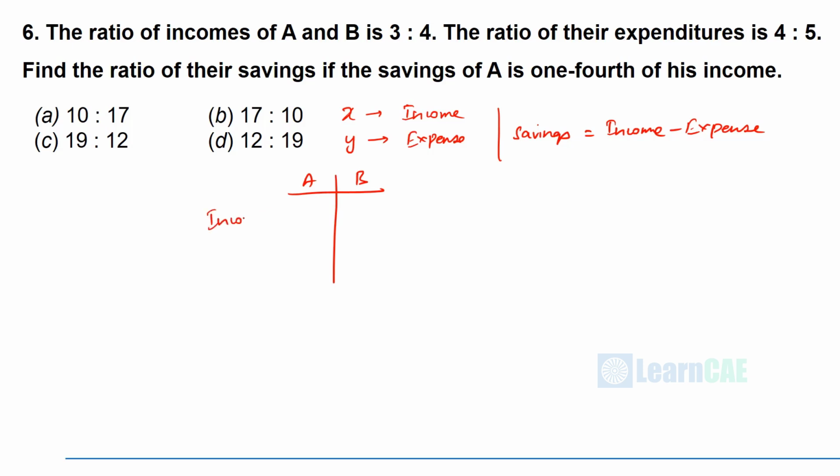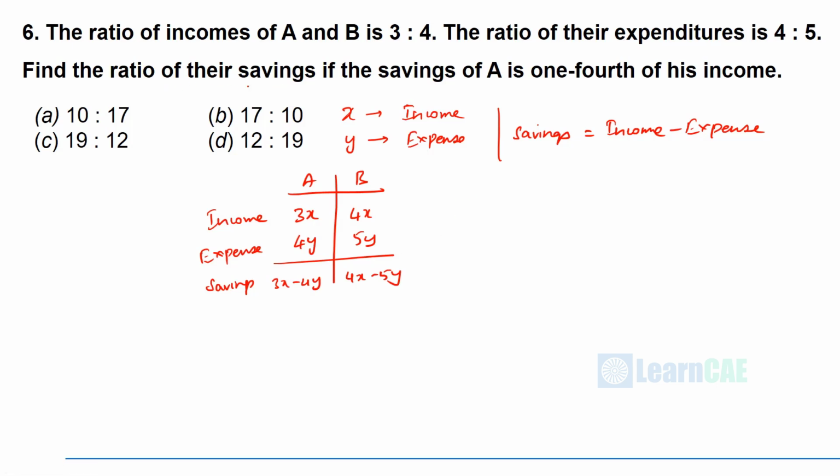Income. This is in the ratio 3:4. So let income be 3x and 4x for A and B. Similarly, expense. This is the ratio 4:5. This is 4y, 5y. So their savings are in the ratio 3x minus 4y and 4x minus 5y for A and B.